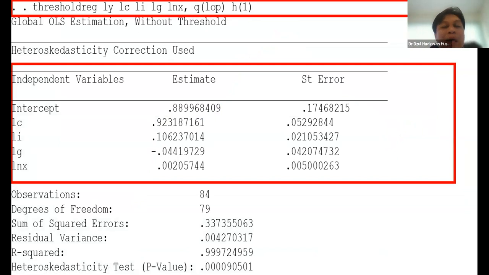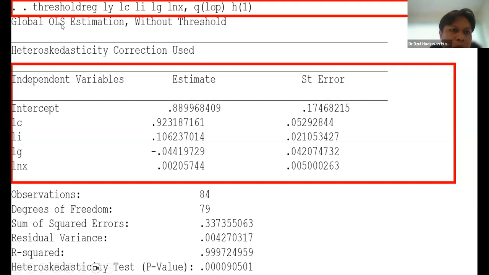You can try two or three, but in real practice, in the real world, due to the data limitation that we have, it is quite impossible for us to have more than one threshold. Okay, and then you can get this result.